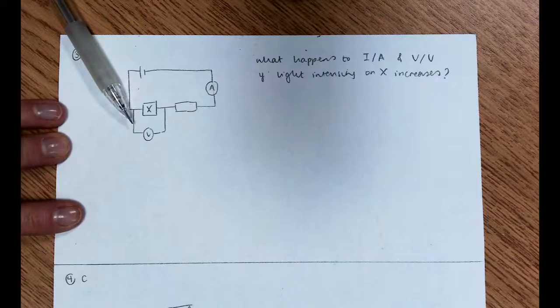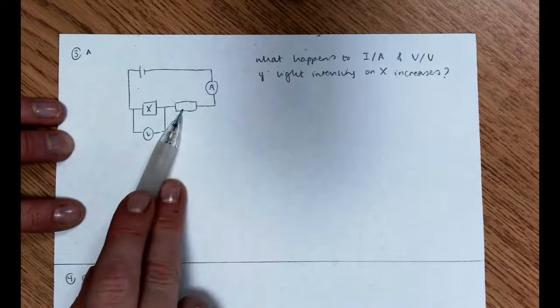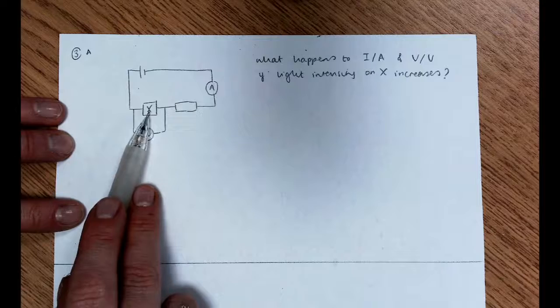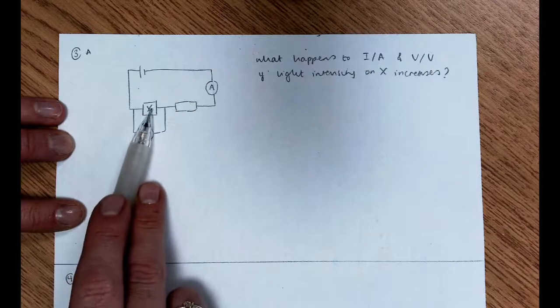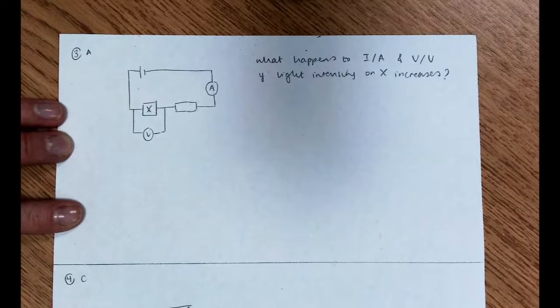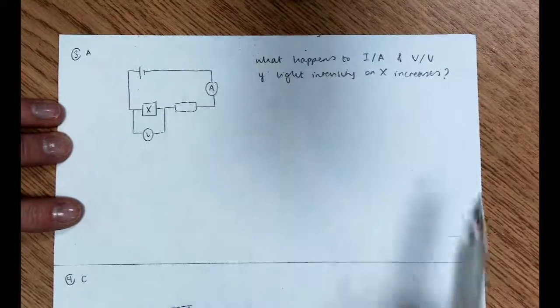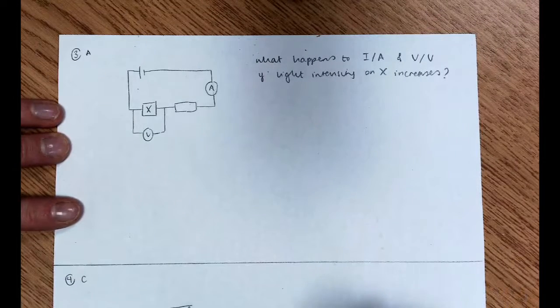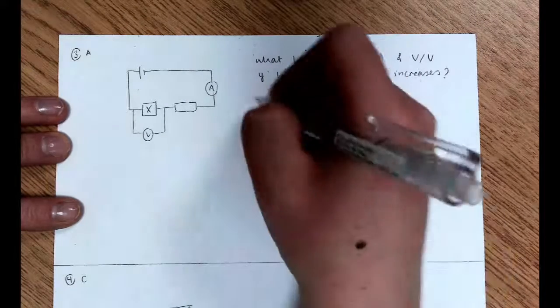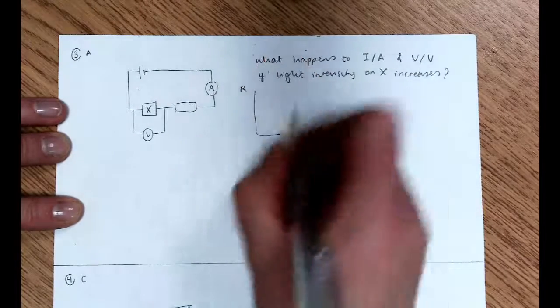Okay, so question 3 has a circuit that has a resistor, a fixed resistor. It has a component X, and it tells us that if light intensity across X increases, then the resistance will decrease across X, and you've got a voltmeter measuring that voltage. So it says, what happens to the current and the voltage if the light intensity on X increases? So we know that if light intensity increases, then resistance drops.